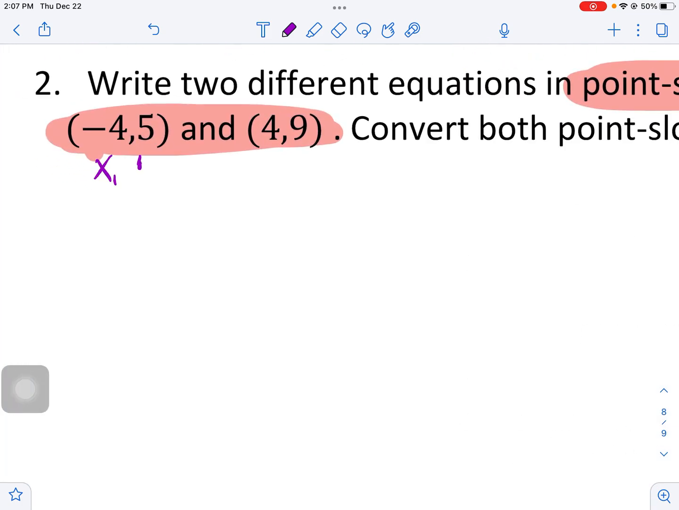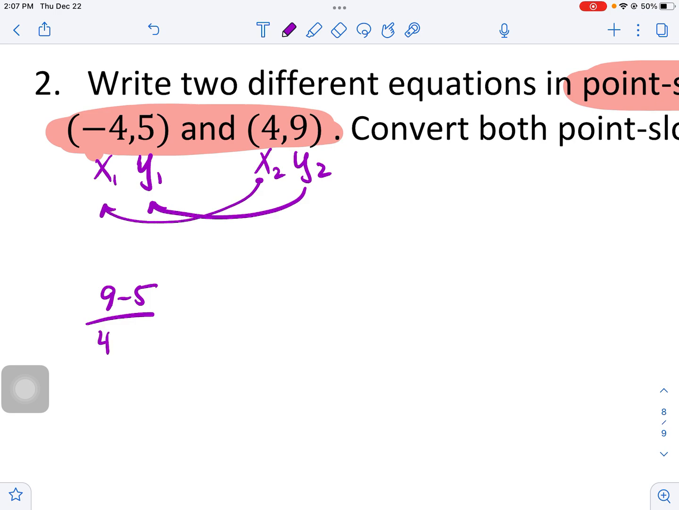So x1, y1, x2, y2. I'm going to take y2 minus y1, so 9 minus 5, all over x2 minus x1, 4 minus (-4). Notice I put parentheses around the negative. So my numerator, 9 minus 5, is 4. 4 minus -4, be careful. It's like saying plus a positive, that's 8. 4 goes into the numerator once, 4 goes into the denominator twice, so my slope is 1/2.